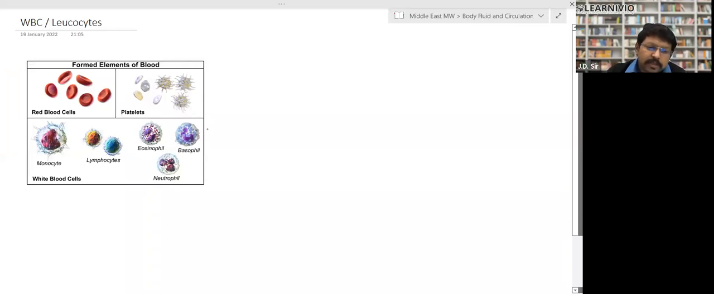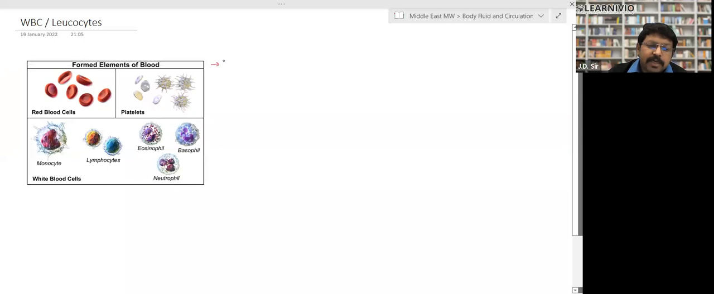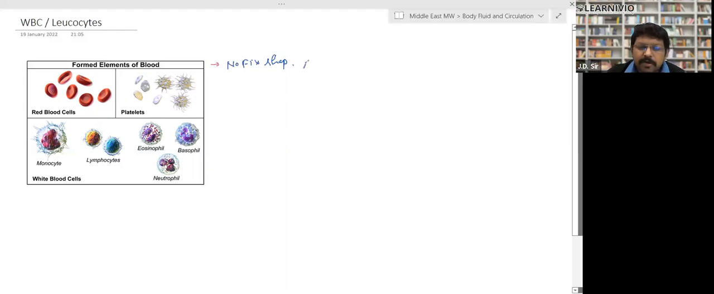So here you can see the WBC are of different shape. In fact, WBC do not have any fixed shape. Their shape is variable. And one more important thing, they have amoeboid shape. Amoeboid shape means they can change their shape, they can change their structure. What is the benefit of changing their shape or structure? Yes, there is a benefit.